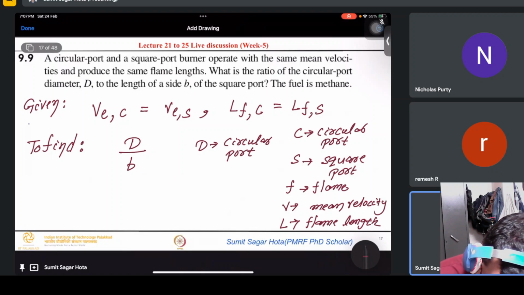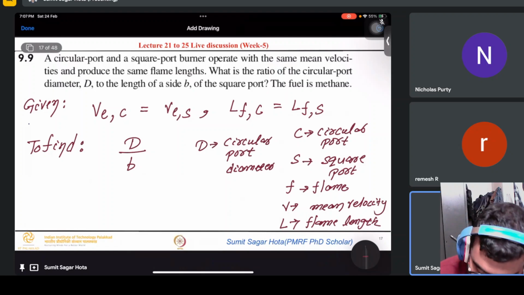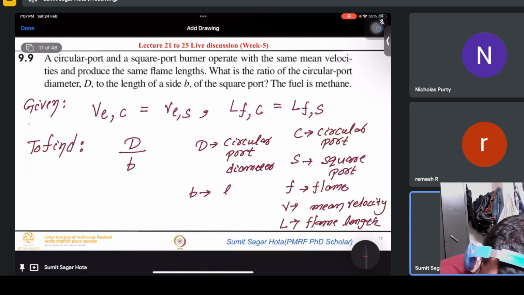Circular port diameter, D, and B will be your length of side of the square port.